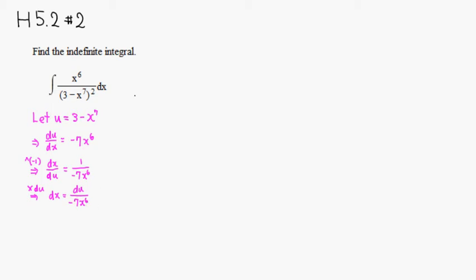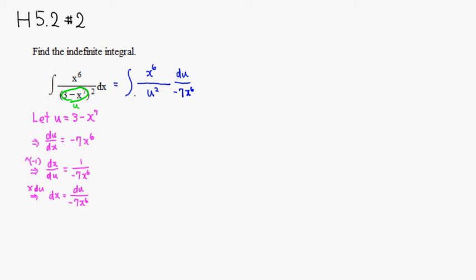Alright, so let's rewrite this integral. We decided to call this guy u. So we have the integral; the numerator I'm going to keep the same for now, x to the 6th power. The denominator is u, then squared. And dx, we just found, is equivalent to du over negative 7x to the 6th power.